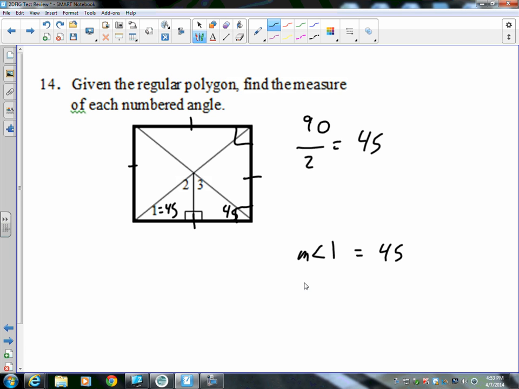Measure of angle 1. The measure of angle 2, well, if this is 45, this is 90, so 2 would have to be 45. All 3 add up to 180. And the measure of angle 3, similarly, just like for angle 2, angle 3 would also be 45. Number 15.